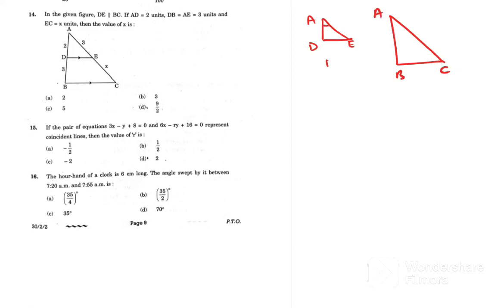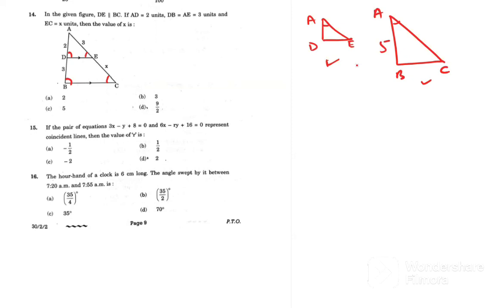Now angle A is common in both, right? And angle B and this angle D are corresponding angles. Right? Similarly, these two are corresponding angles, right? So all the angles are equal, therefore we can say this triangle and this triangle are similar, right? And therefore we can write, if these two are similar, so AB is how much? AB is 3 plus 2, 5, isn't it?